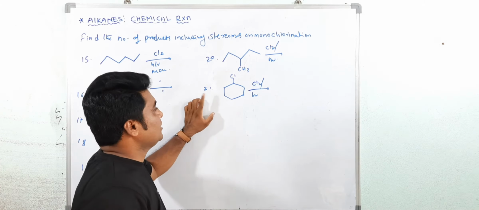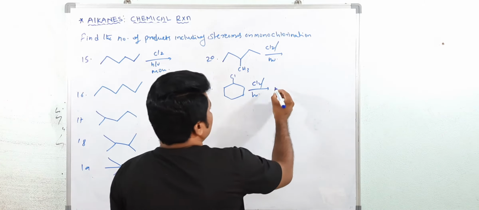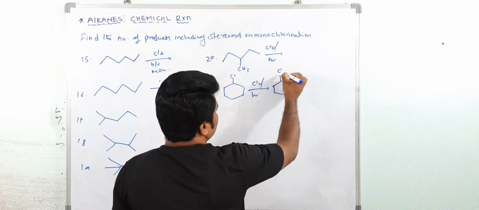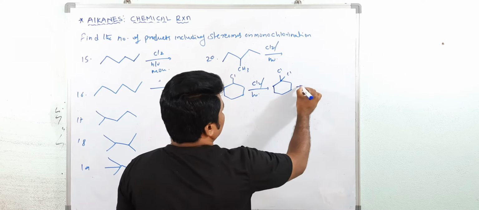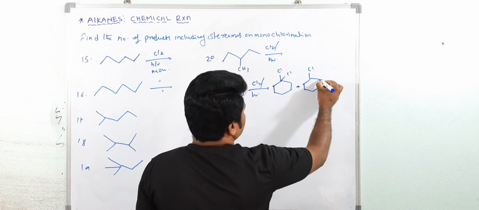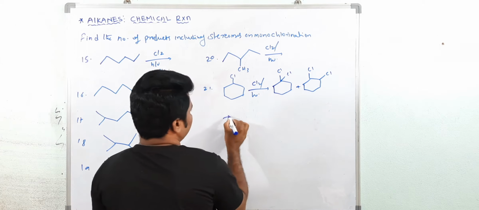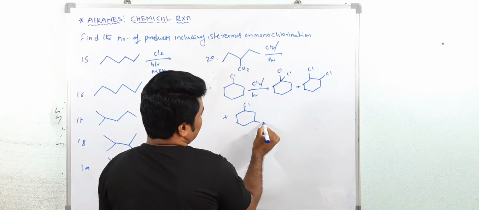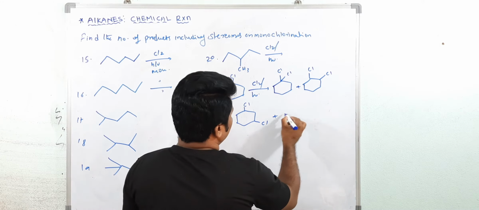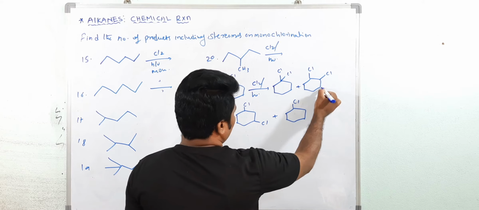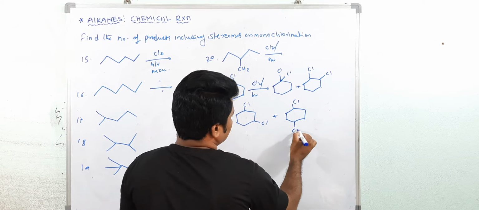So I will explain a little bit this one. See, if we do the monochlorination of this one, you will get like first here, then second you will get here, third you will get here, then here over, then one this time.